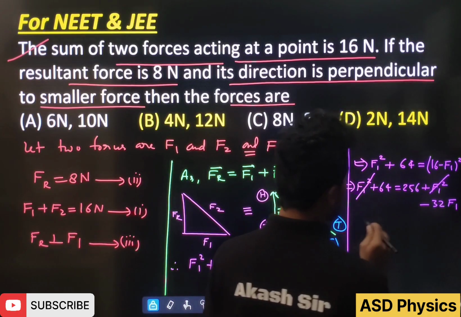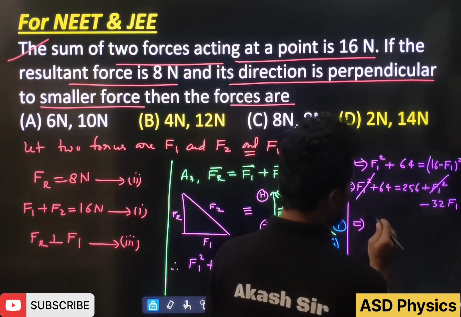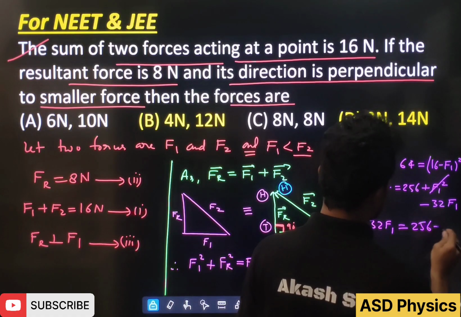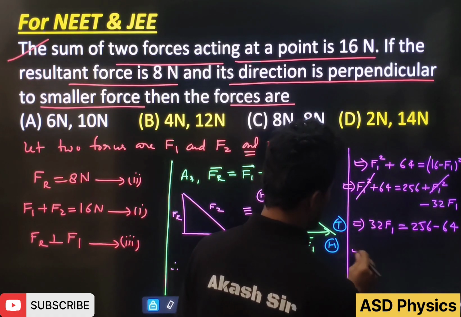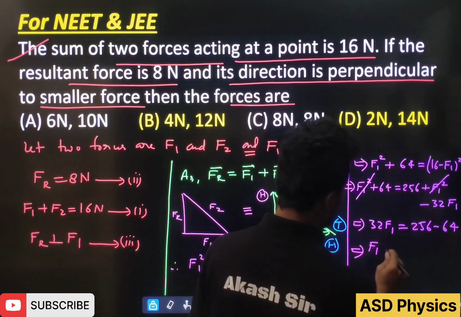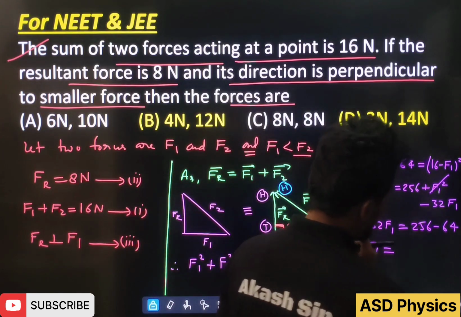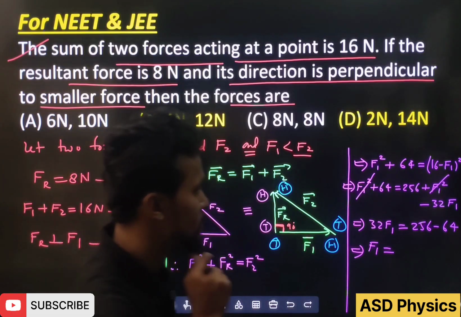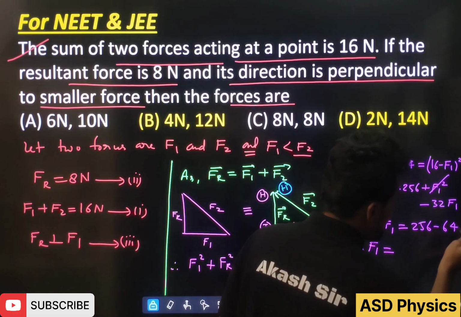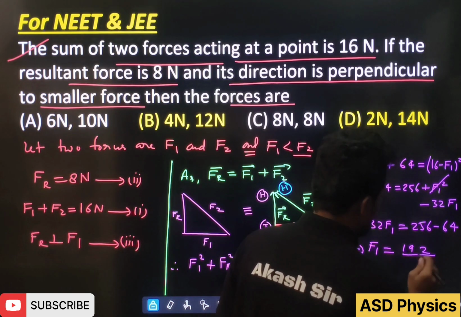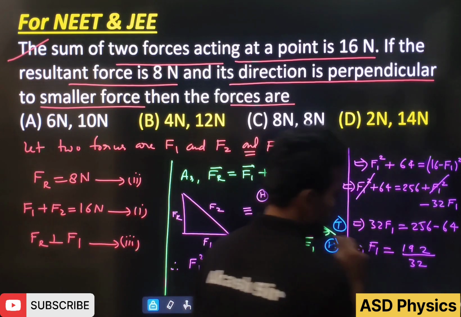This F1 square cancels. That means we can write here, see, this 32 F1 is equal to 256 minus 64. Now F1 equals 256 minus 64. Just think here: 256 minus 64. This is 6 minus 4, 2, and 25 minus 6, how much here? 192. So 192 by 32.